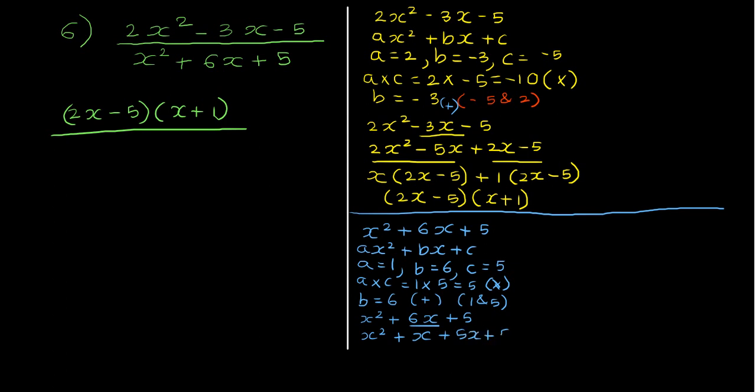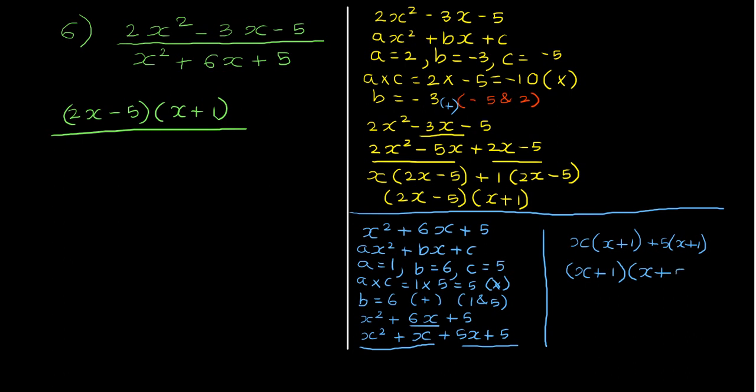I'm going to split my board up again and carry on the right hand side. So I'm going to factorize these two over here and those two over there. So this will be x times x plus 1, and the other one will be plus 5 times x plus 1. And since x plus 1 is there in both brackets, I will write it down as x plus 1 times x plus 5. That's my denominator factorized.